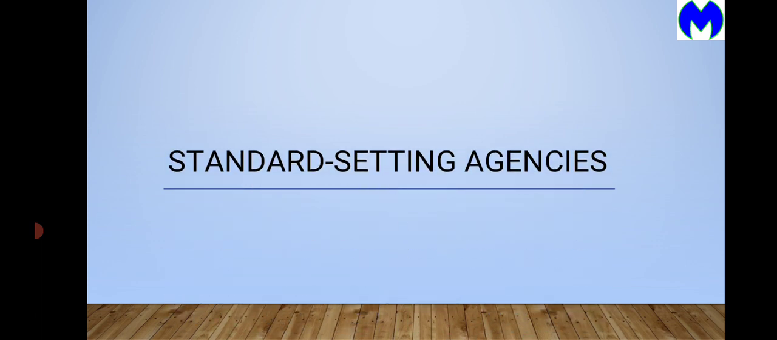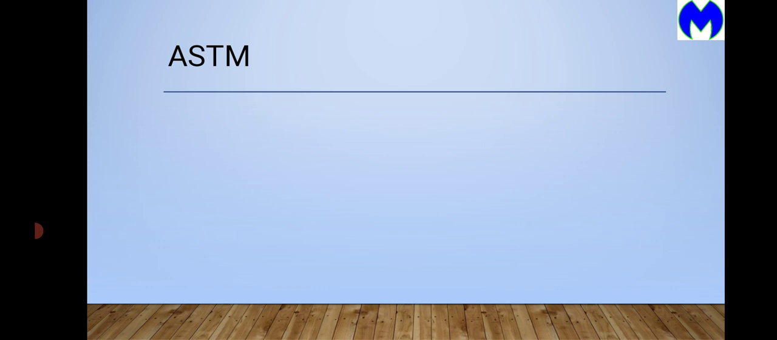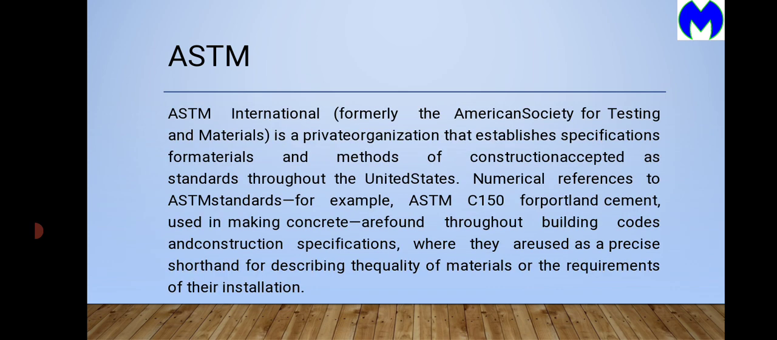Then, ito yung dalawang agencies na lagi nyong may encounter sa subject na to as we go through. So, ito yung nagsiset ng mga standards natin sa mga construction materials. So, we have the ASTM. ASTM, International, formerly the American Society for Testing and Materials, is a private organization that establishes specifications for materials and methods of construction accepted as standards throughout the United States.